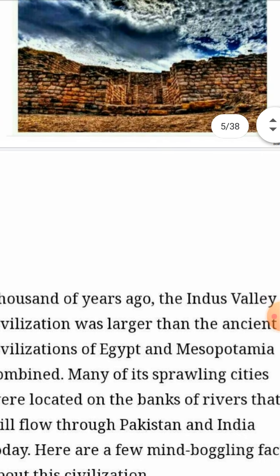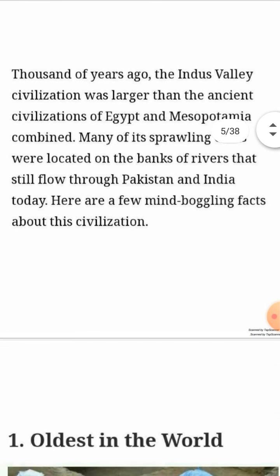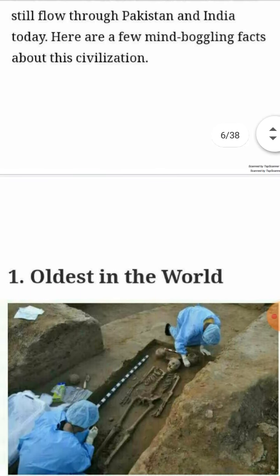You can see here a picture showing they excavated the land and they found this kind of brick. Thousands of years ago, the Indus Valley civilization was larger than other ancient civilizations. I told you about four civilizations: the Egyptian civilization, the Chinese civilization, the Indus Valley civilization, and the fourth one is the Mesopotamian civilization. Among these four, the Indus Valley civilization was larger than the ancient civilizations of Egypt and Mesopotamia combined. Many of its sprawling cities were located on the banks of rivers that still flow through Pakistan and India today.